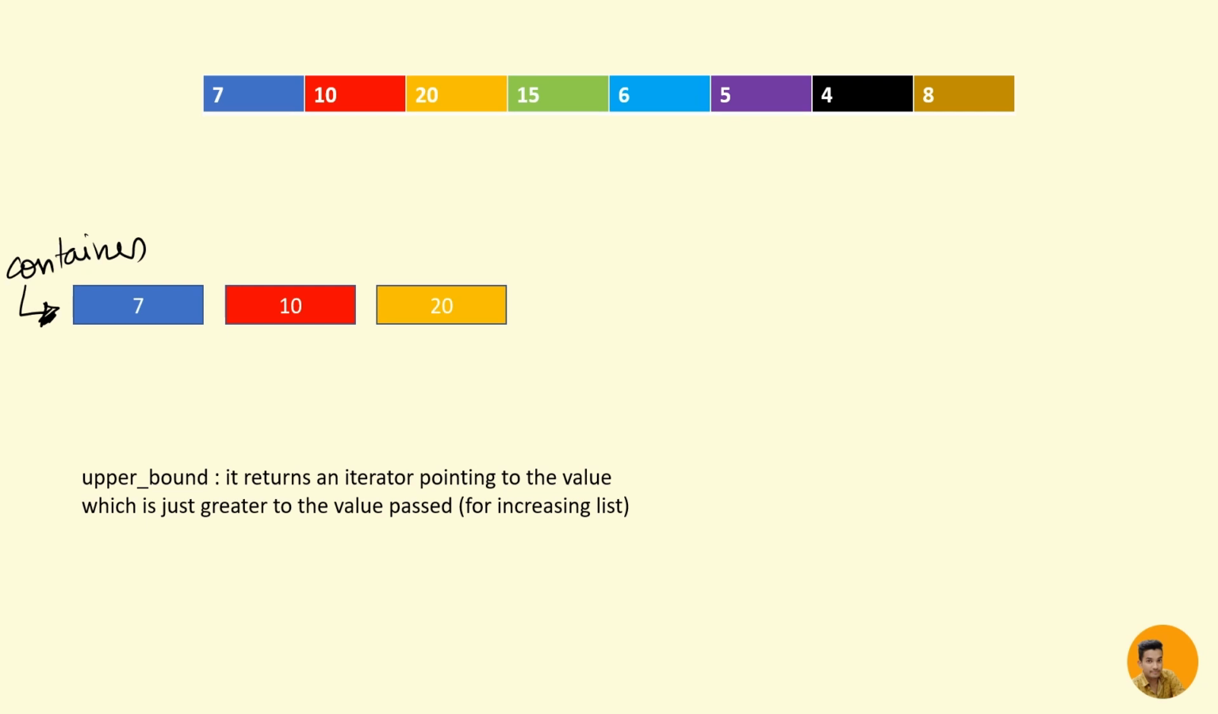So what is upper bound? I will give you a gist. It returns an iterator pointing to the value which is just greater than the value passed. So in this case, if I say upper bound of 15, this is going to give the value which is just greater than the value passed. So we will check in this container: 7, no; 10, no; 20. Because 20 is just the greater value than 15, right? So this will give 20.